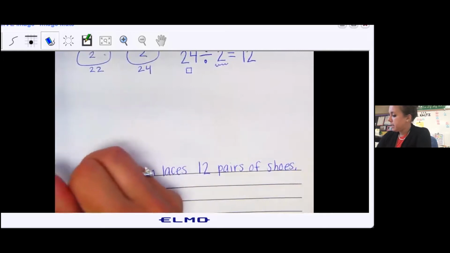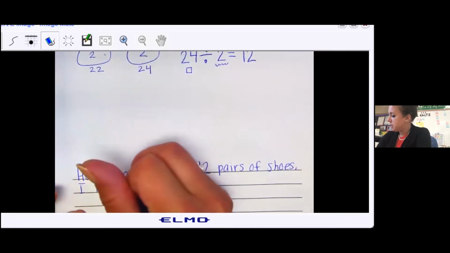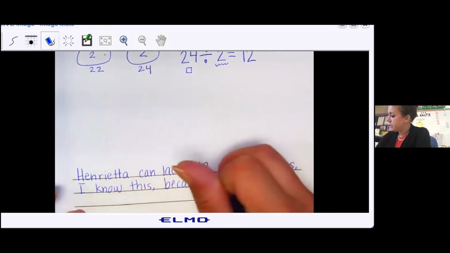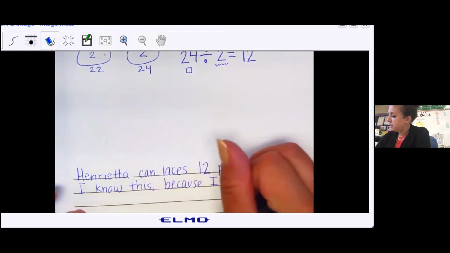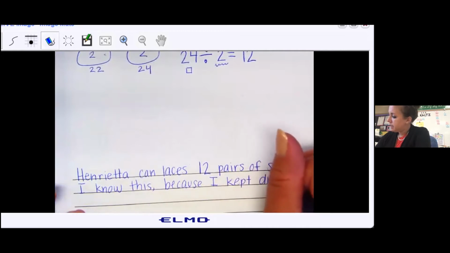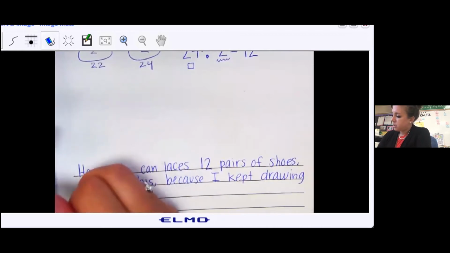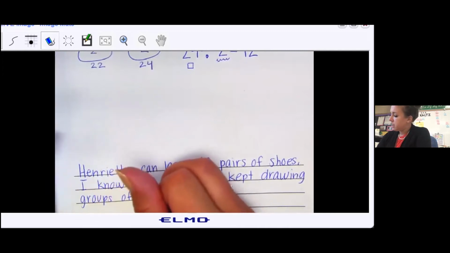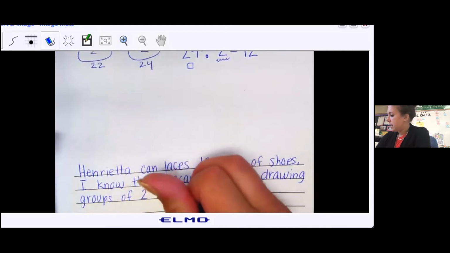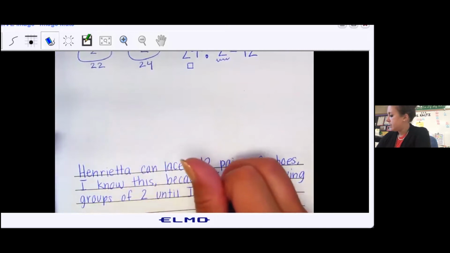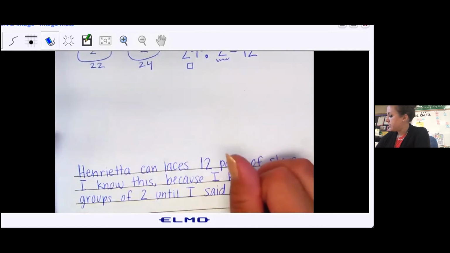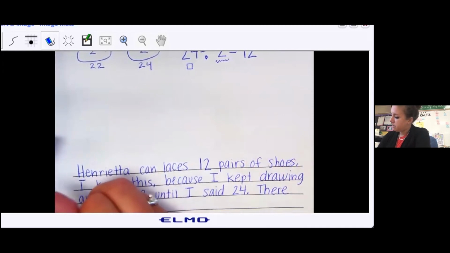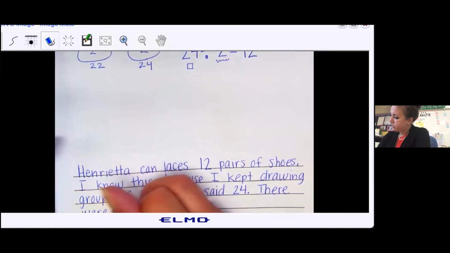I know this because I kept drawing groups of 2 until I said 24. There were 12 groups.